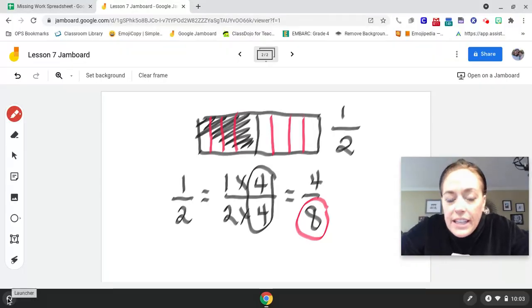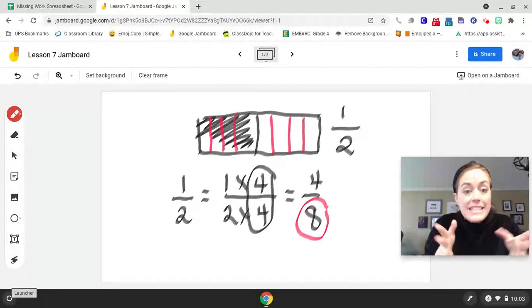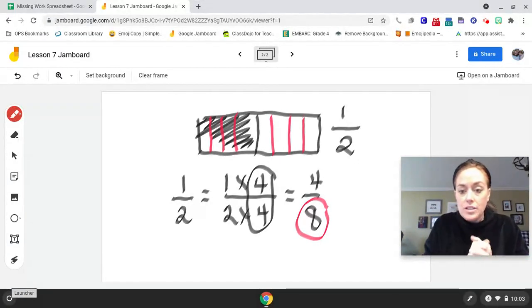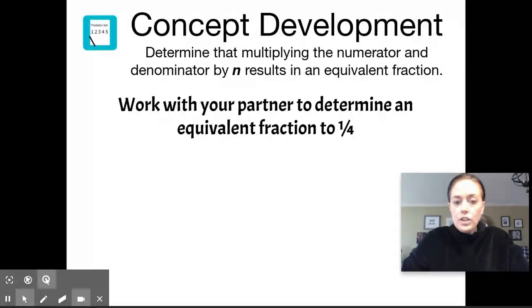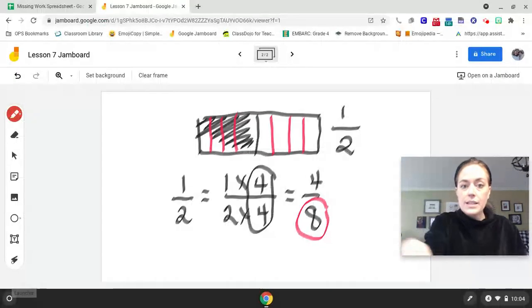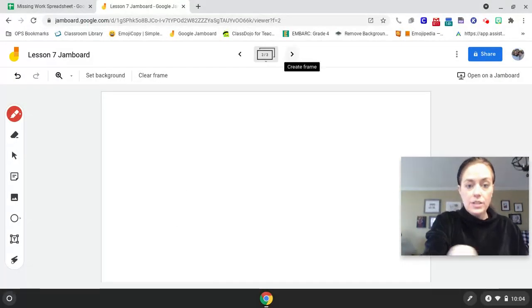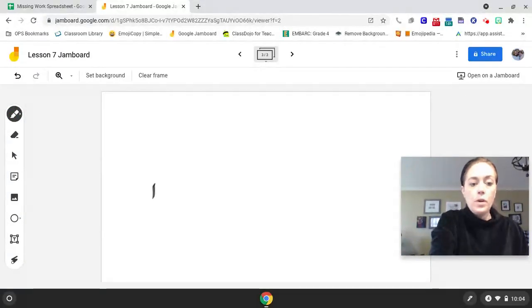So hopefully you were able to see that the size of our original fraction didn't change, right? The pieces just got smaller. Okay, so now what I want you to do is make an equivalent fraction to 1/4. So let's go ahead, and the first thing we need to do is just show 1/4, right?